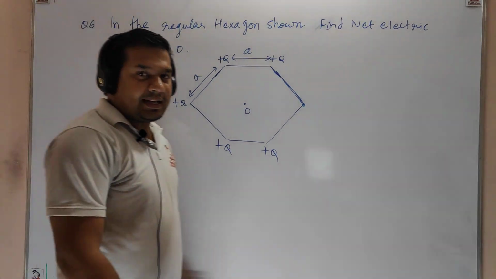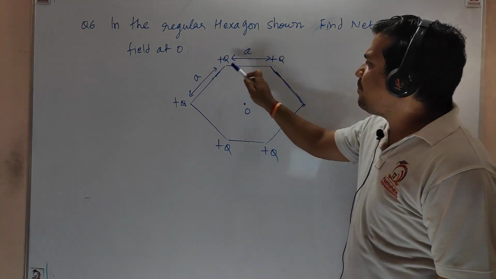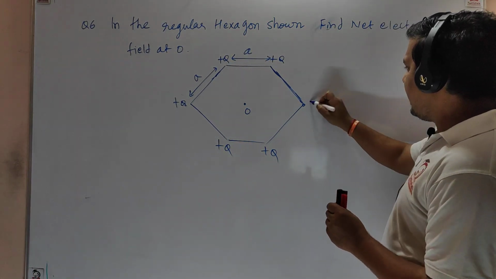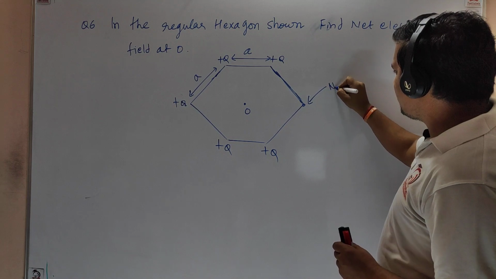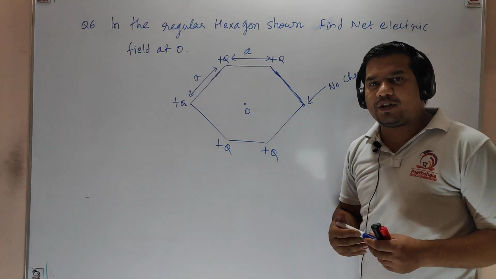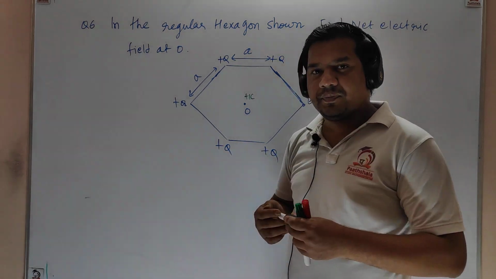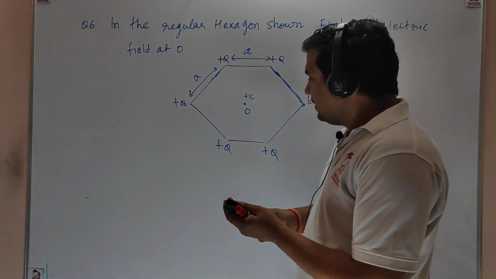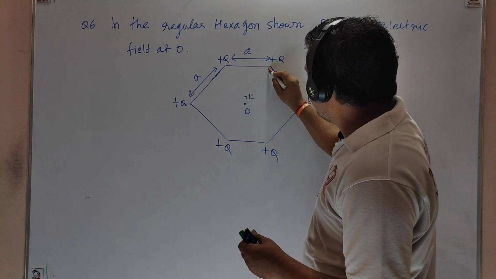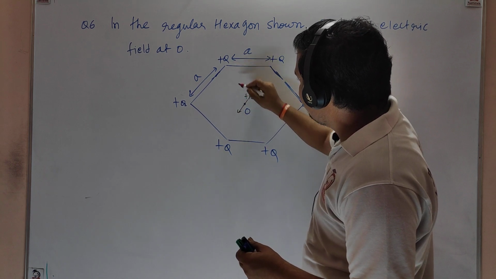This is a regular hexagon, meaning all the sides are the same. You can see 5 point charges are there, but at this point there is no charge. Okay, at this vertex there is no charge. Now your task is to find the net electric field at O. So assume a unit positive charge at O. Now the electric field at O because of this charge will be in this direction, and because of this charge in the opposite direction.